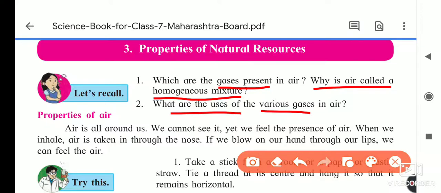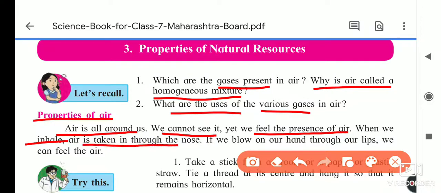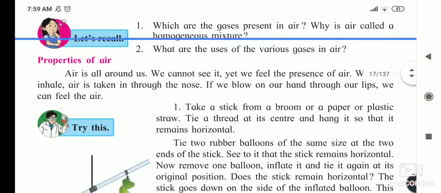First we will see the properties of air. Air is all around us. We cannot see air, but we can feel it. When we inhale, air is taken through the nose, and we feel it inside our body. If we blow on our hand through our lips, we can feel air. Move your hand in front of your mouth while speaking or breathing, and you feel the air. We can understand the presence of air.